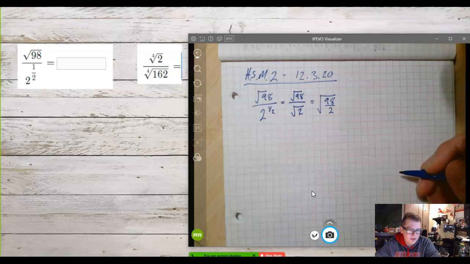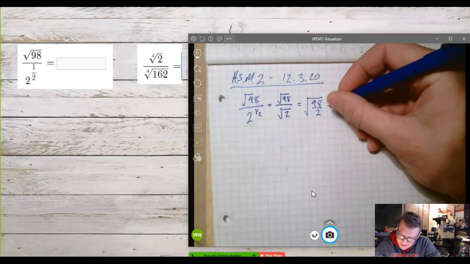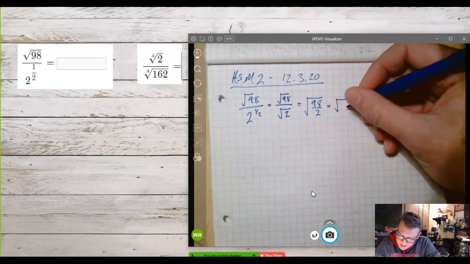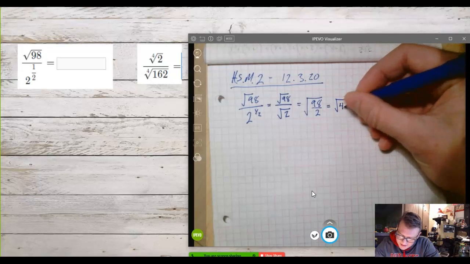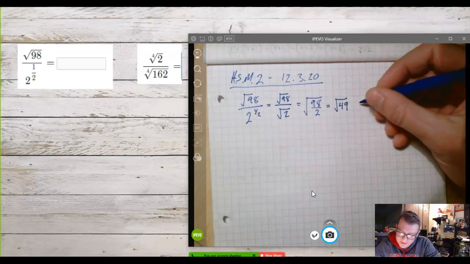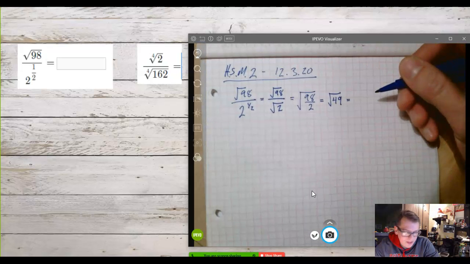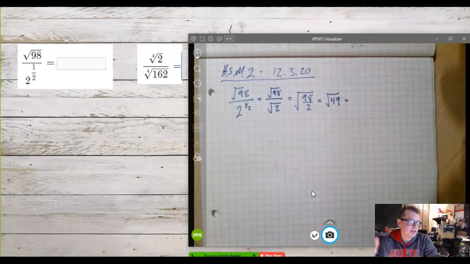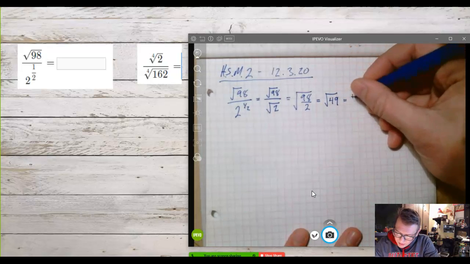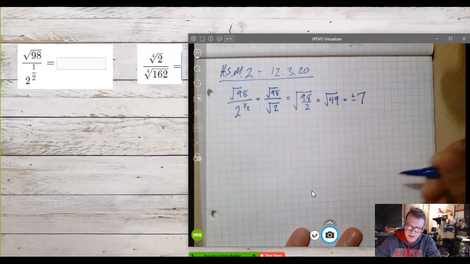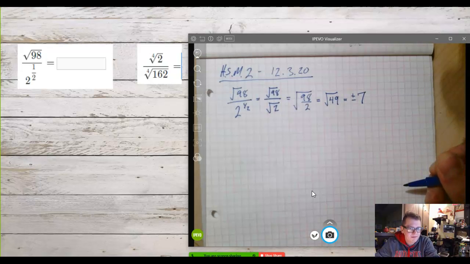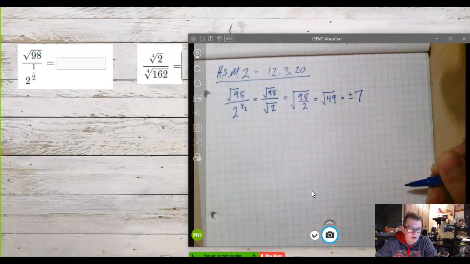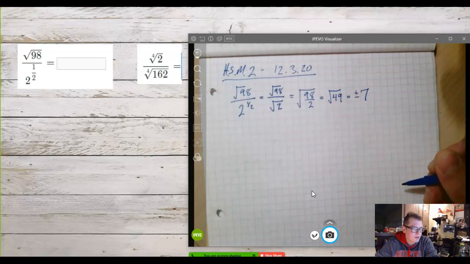All right, so Margaret, what'd you do then? And that is 49. And what's the radical 49? 7, right? So we could say positive or negative 7. Or if you just use the primary root, we would just say positive 7. So remember, the positive is the primary root. The positive or the negative is both roots.